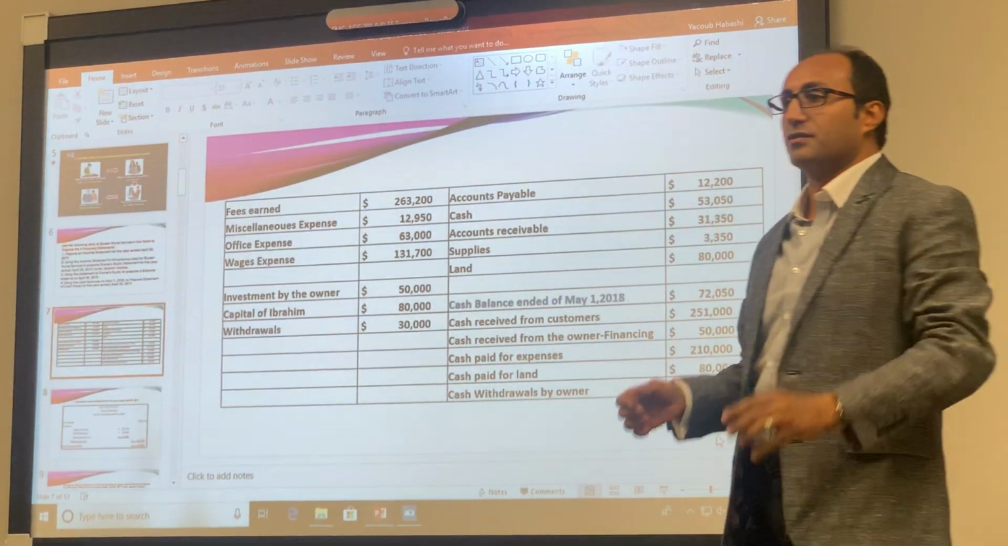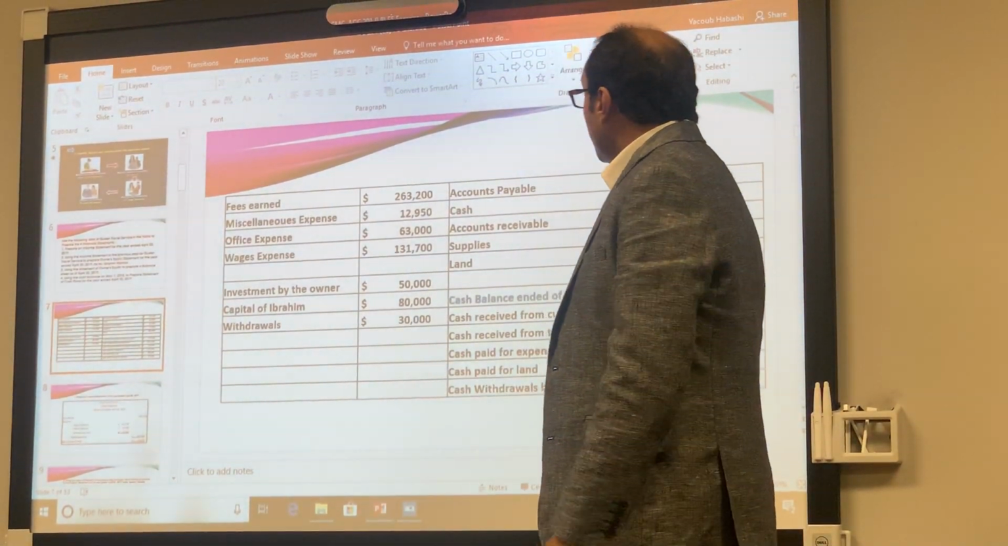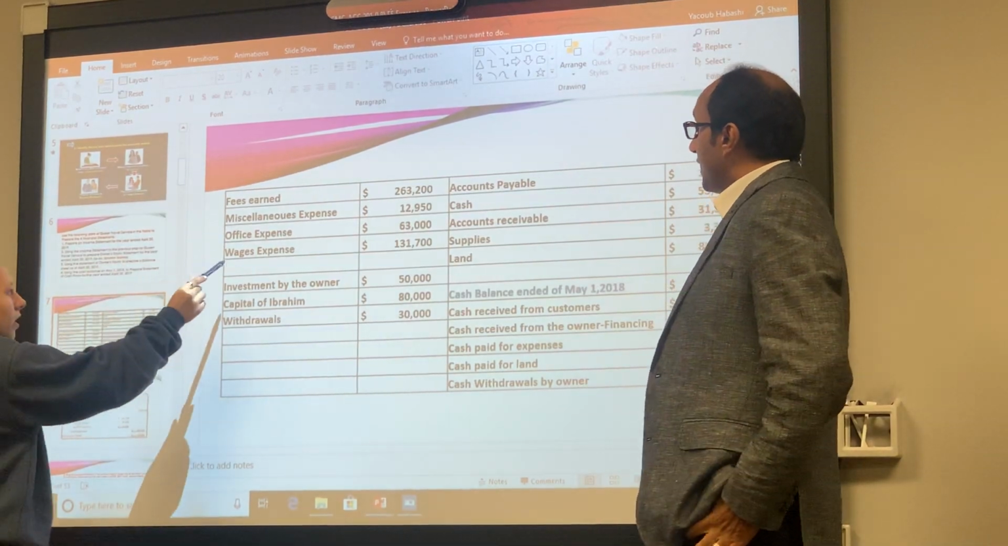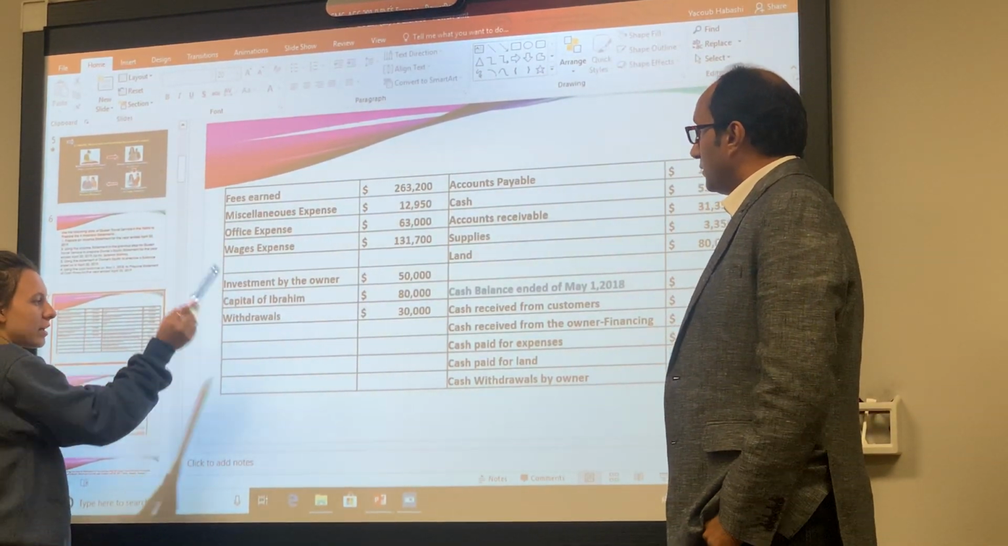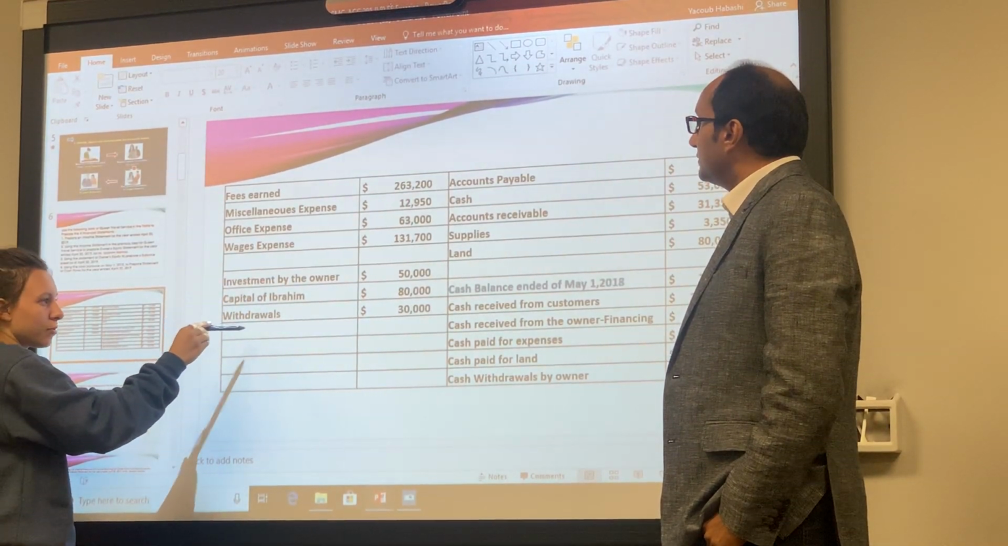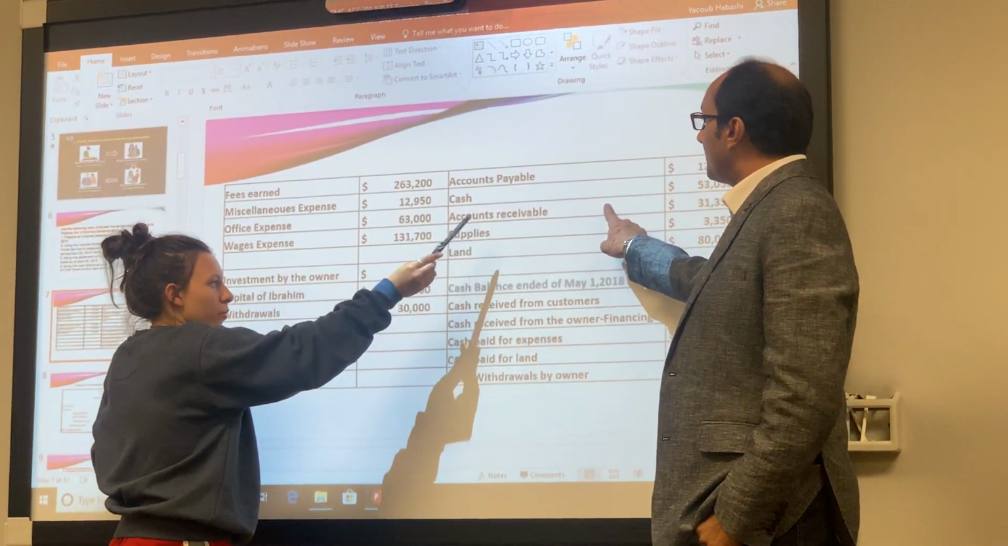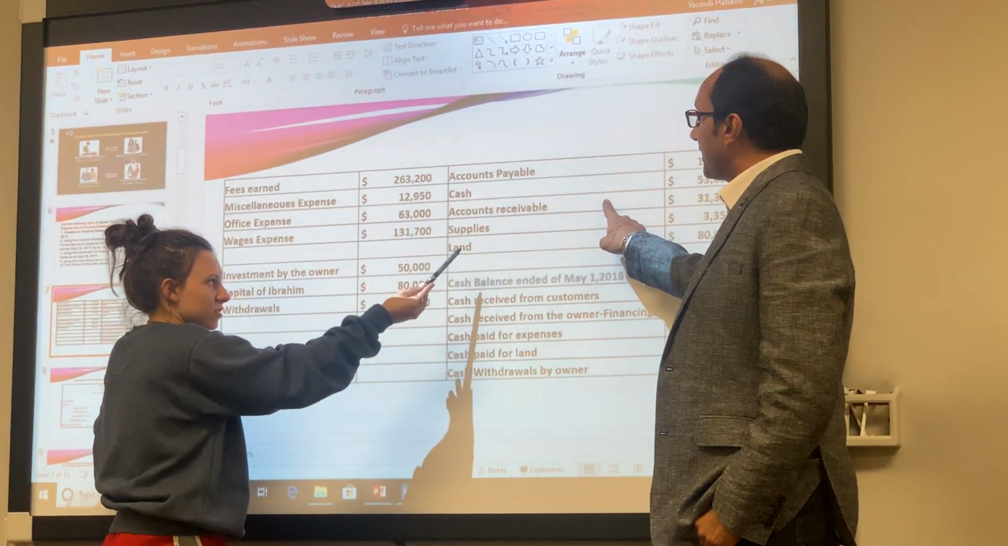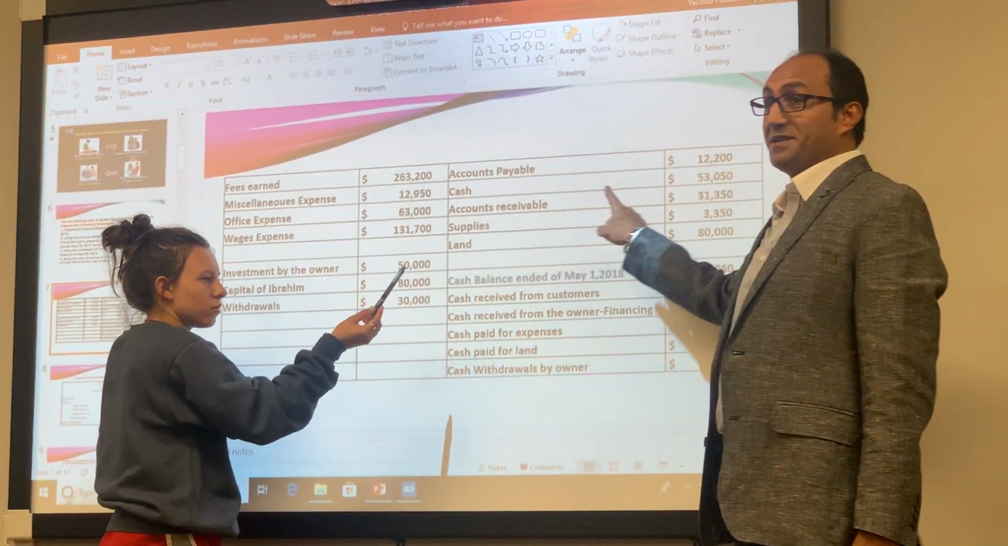Yes, Krish. Okay, I have a question. So this right here is the income statement, right? Yes. And I need the net income from that to put in the owner's equity. Yes. And I need the owner's equity total from this to put over here. Yes. And what do I need from here to put down here? Just the total? We will see.